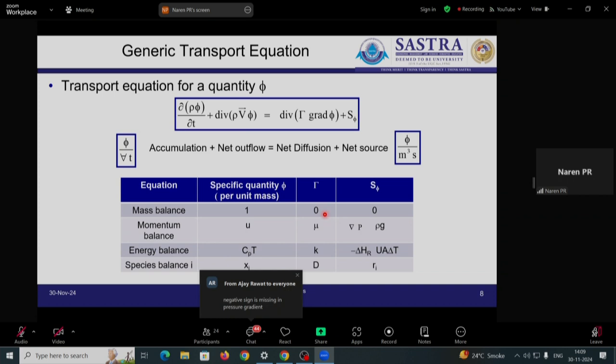Somebody has said the negative pressure gradient is missing. Yes, here I have not incorporated the sign. I have just told what these terms are. In fact, for gravity also, depending on the direction of the flow, this will have a plus or minus. So that's perfect, somebody is very sharp. Here I have not told the signs, only the broad nature of the term. Depending on the flow direction and orientation, you will have the sign convention added into it. That's why all these things are written generally as net.